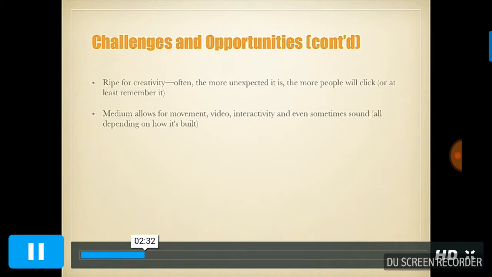The medium also allows for movement, video, interactivity, and sometimes even sound. This all depends on how it's built, and there are actually many great companies out there that can add video, sound, and interactivity if your company isn't able to do that themselves. They'll work with you to craft it, but they'll put together these more complicated elements. This tends to be a little bit more expensive, however, it's possible, and they're making advances on a daily basis so that it gets easier and easier for even in-house developers to do all kinds of interesting things.